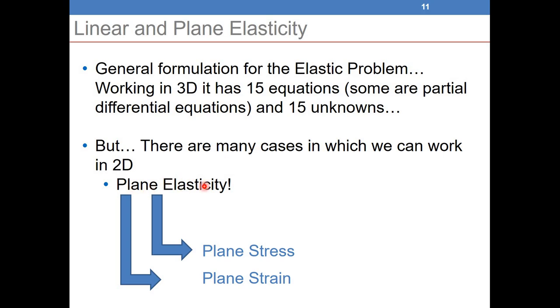We call what we call plane elasticity, it will be in 2D. And here we define 2 different types of plane elasticity. The first part is what we call plane stress, and the second is plane strain. So what does this mean, plane strain and plane stress, and how can this be helpful for us to simplify our problem? So let's see together.